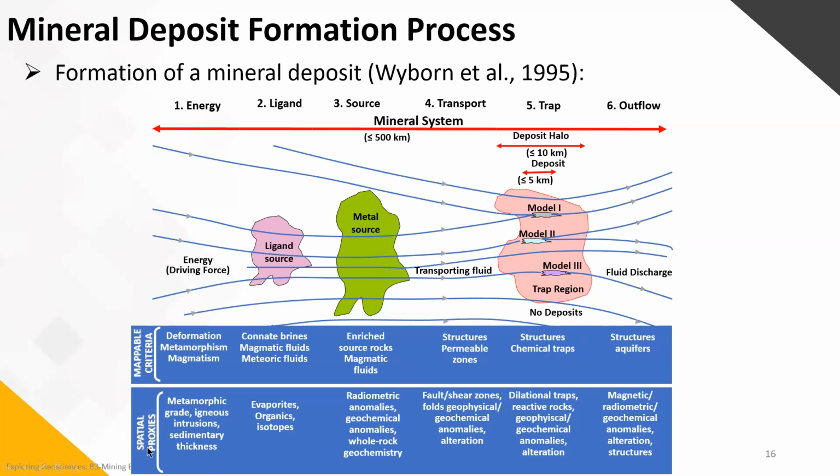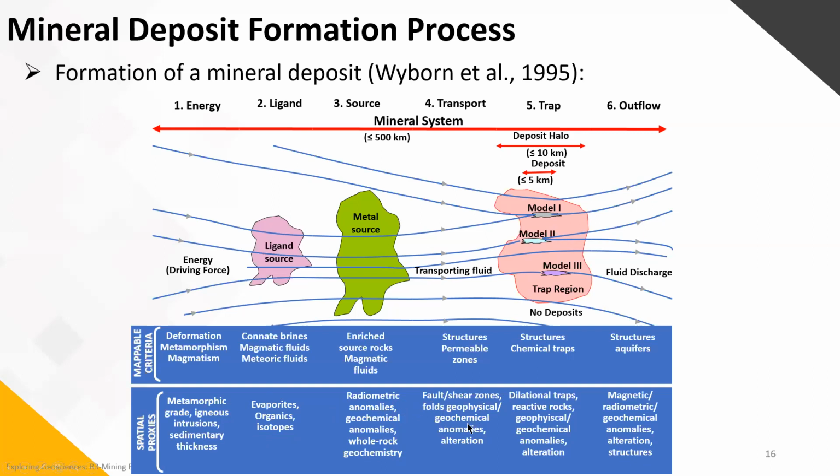For spatial proxies used when we are querying all these observations and defining targets, what we use for the energy source is anything that shows us metamorphic grades, igneous intrusions, differences in sedimentary thicknesses. We also have, for the ligand source, everything that relates to evaporites, organics, and isotopes. Any anomalies such as radiometric, geochemical, and whole rock geochemistry can give us metal sources.